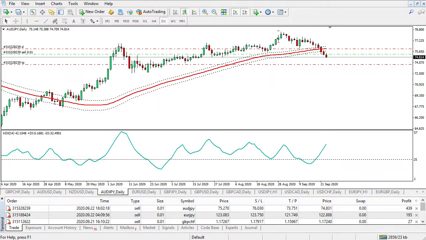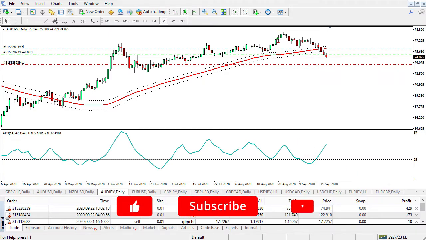As you can see on the screen, price has crossed and closed below the 360 period simple moving average on the daily time frame of the AUD/JPY currency pair. And the blue line of the ADX indicator has also crossed above the horizontal line which was placed at the indicator's 25 level mark. All of these signals are simply telling us that there's a pretty strong downtrend on this currency pair at the moment.